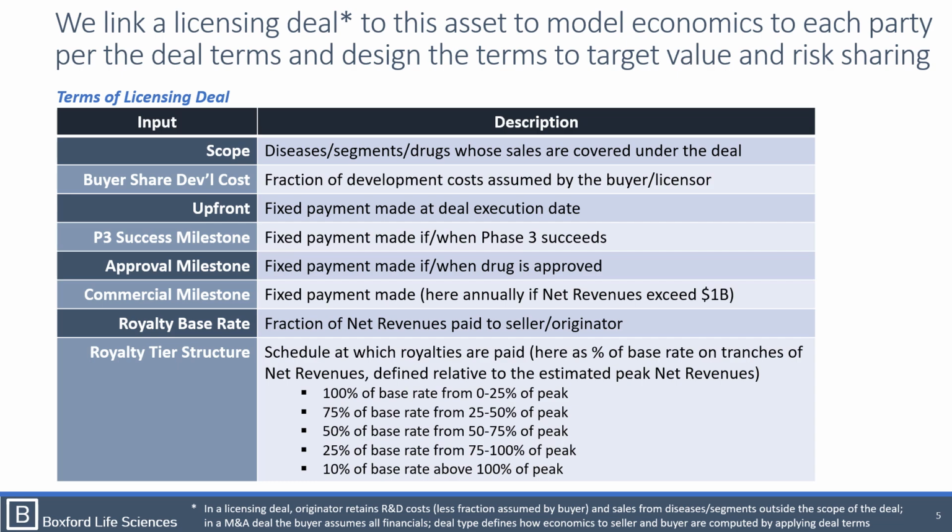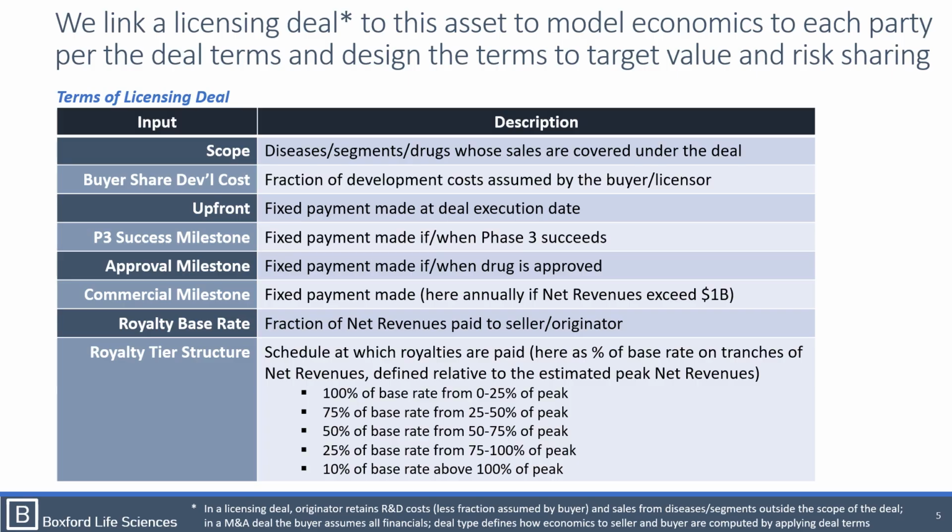Of course, this is going to be ultimately a tool that supports the negotiations over exactly what those terms are going to be. Here, the licensing deal that we see has a defined scope. In this case, we're just modeling the drug in the US. If we had a global model and we had a licensing deal that just covered EU commercial rights, we could define the scope just to cover the sales and costs that are associated with Europe.